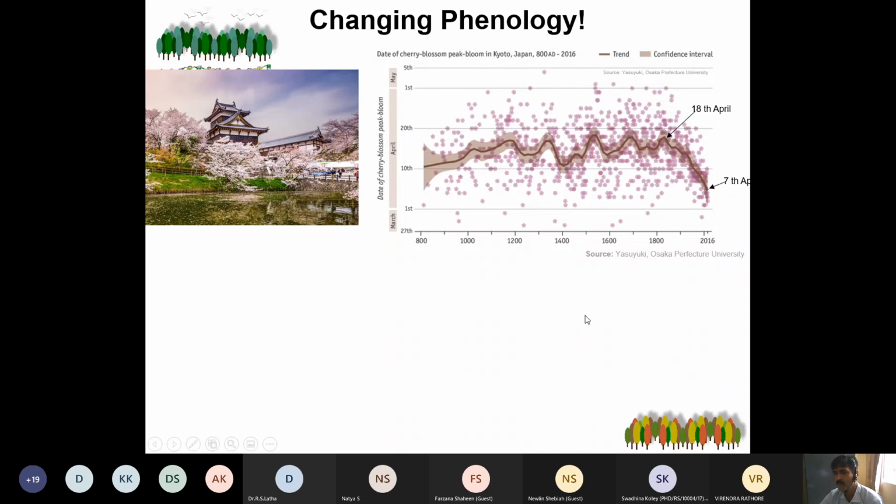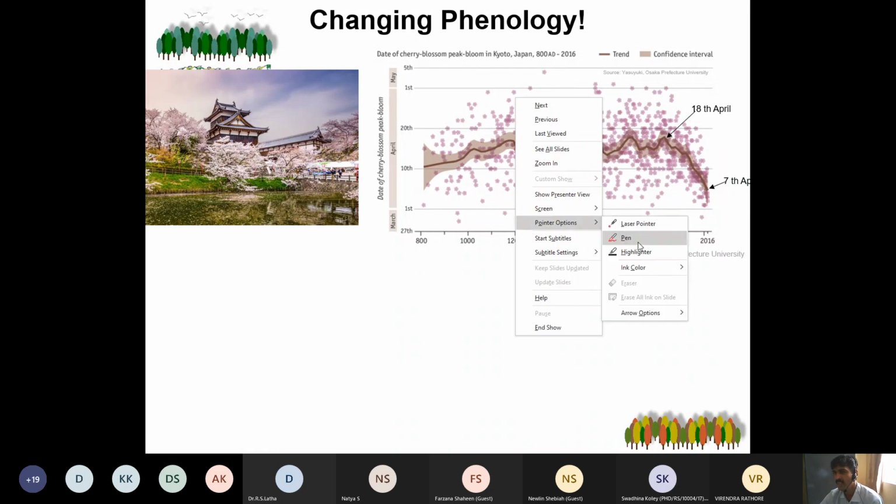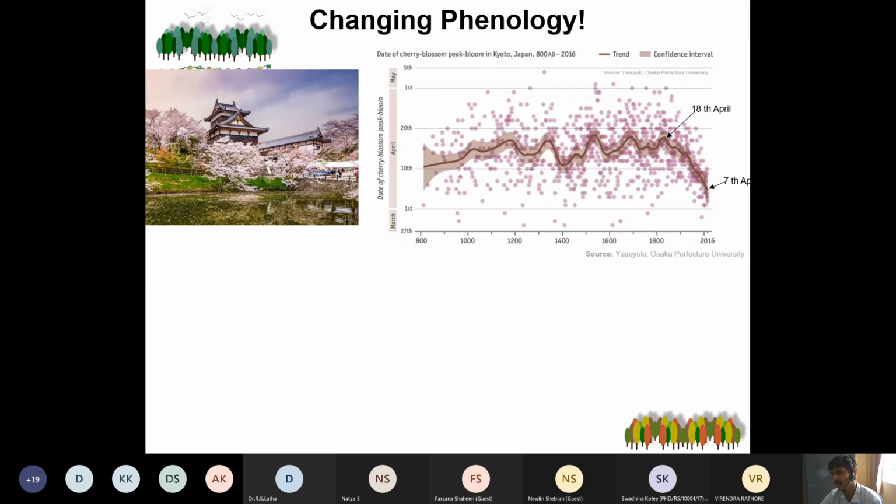This graph can give us a hint. Between the year 800 and 2016, one can see there is a fluctuation, okay? But here you can see a consistent trend towards early occurrence. This is a clear-cut indication of warming, actually. This is a pure anthropogenic influence, right? And hence, the people are serious.